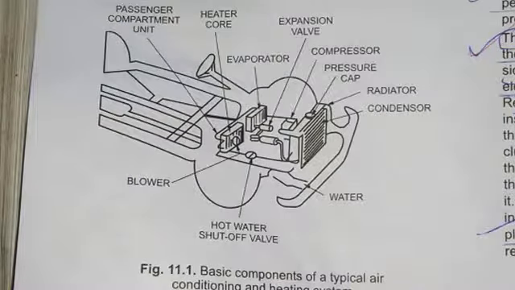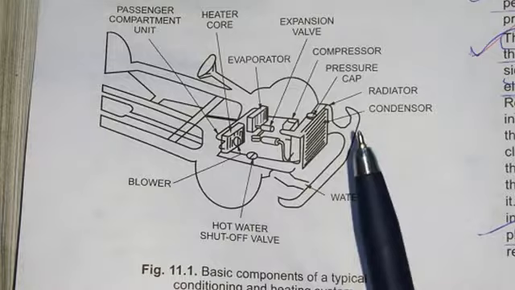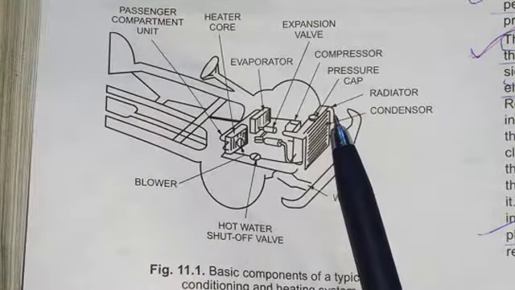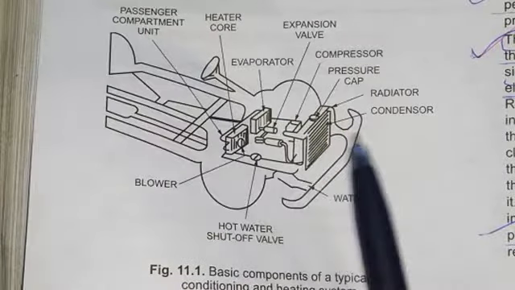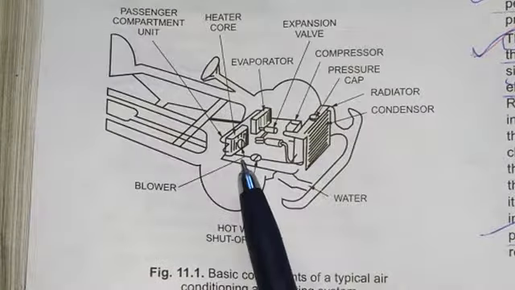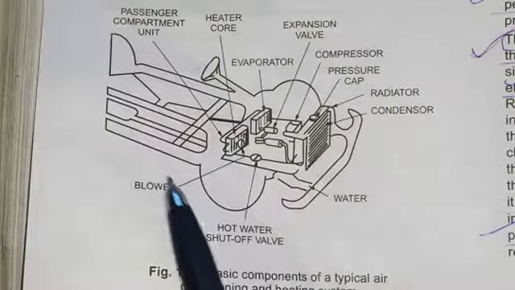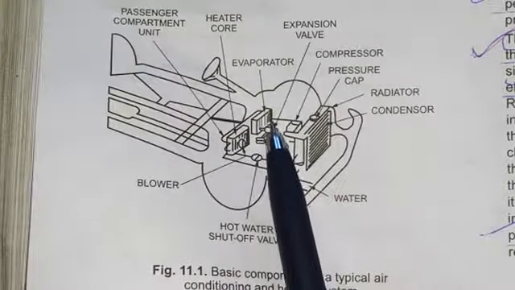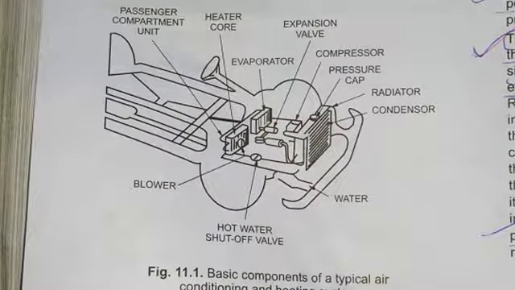See, these are the basic components of a car air conditioner. This front portion is where the radiator is, and this is called the condenser. This radiator portion is here, and the different components are here. This is a blower, and a heater is also fitted here, and this is the evaporator, expansion valve. So you can see that all components are the same here.